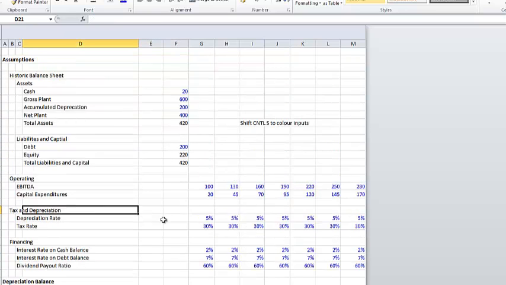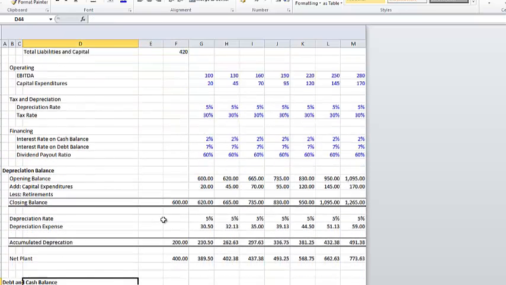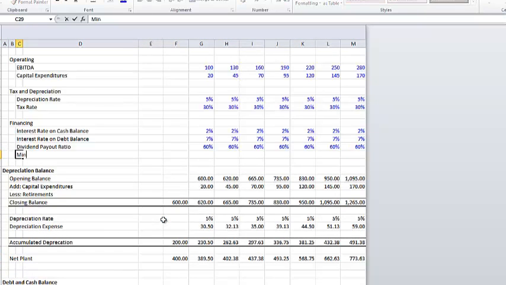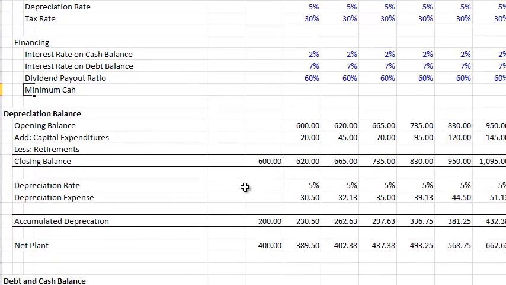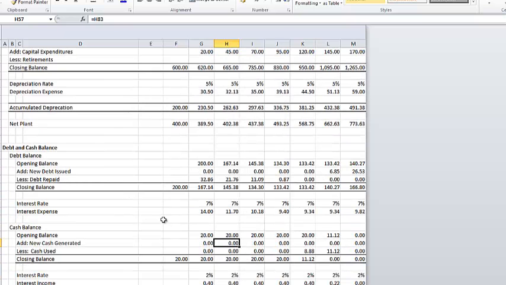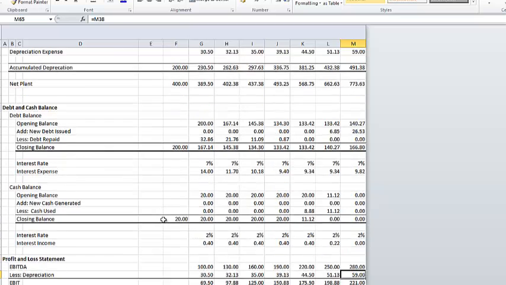Now, let's just add one more assumption. And the assumption is simply going to be to put a minimum cash balance. Now, let's make this cash balance something like, how about the EBITDA times 5%? I shouldn't really do that. Okay. All right. Okay, so our smallest cash balance is going up over time, and obviously we don't want to allow this cash balance to go down to zero.